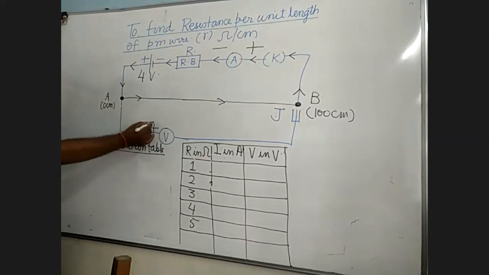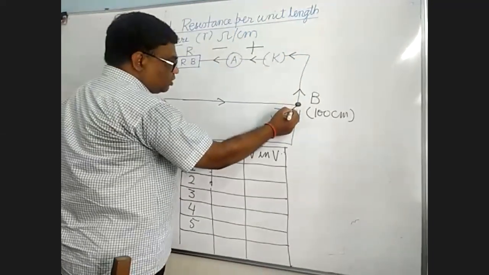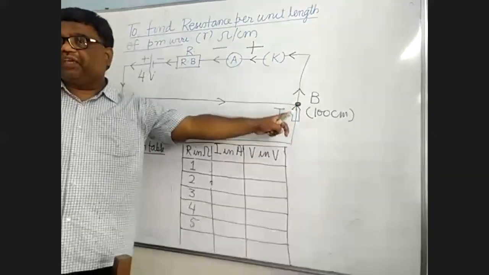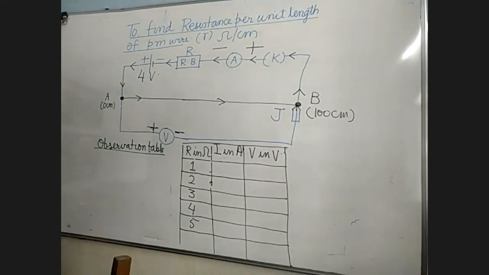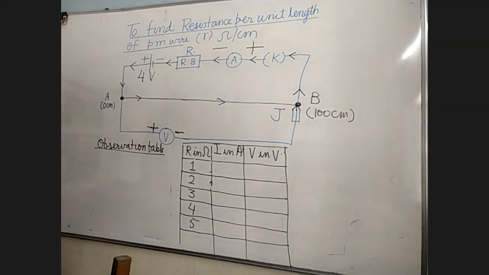So the voltmeter's positive will be this, and what will the voltmeter's negative be? That will be connected to the jockey, and the jockey is touched at P. Where do we touch the jockey? We touch it at P. Now how will you make the connection? So this is the circuit diagram and polarity. You understand this circuit diagram and polarity. First you have to set up this circuit diagram in this way. Now I am going to show you all these things.